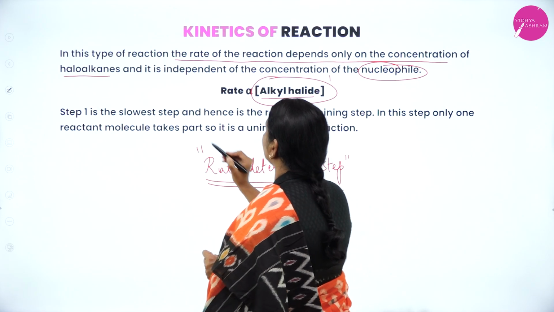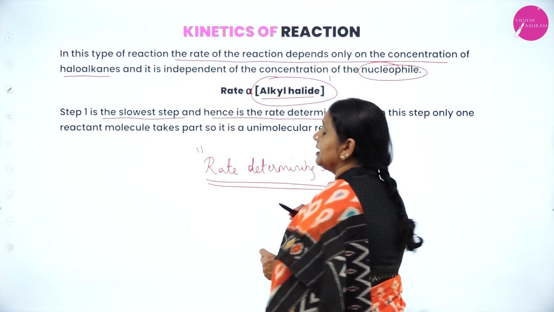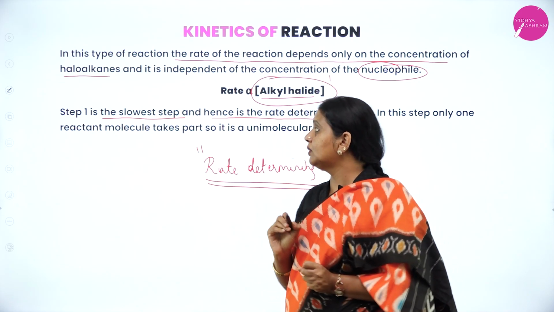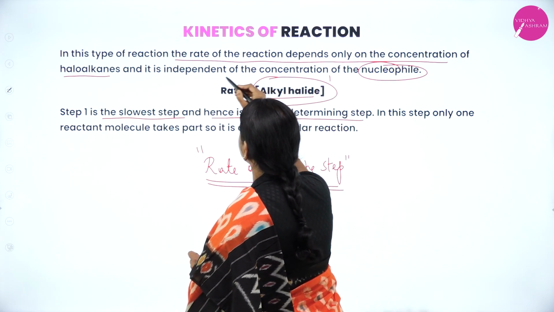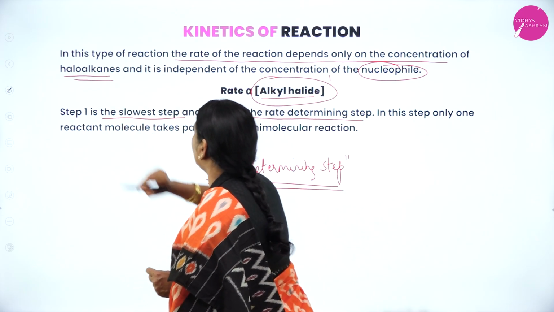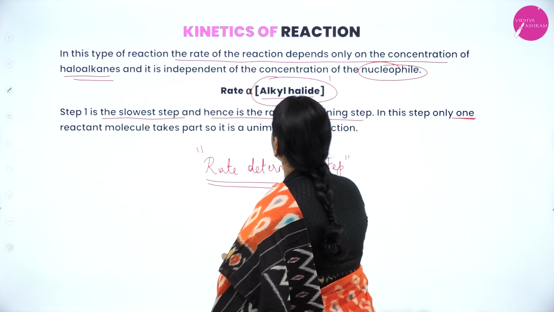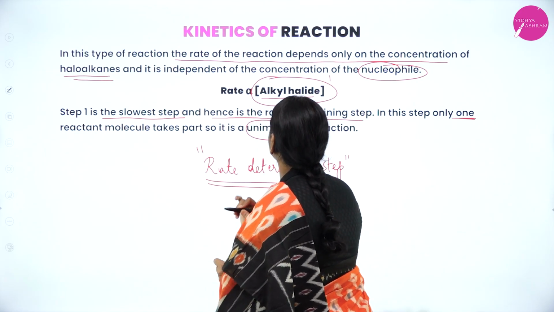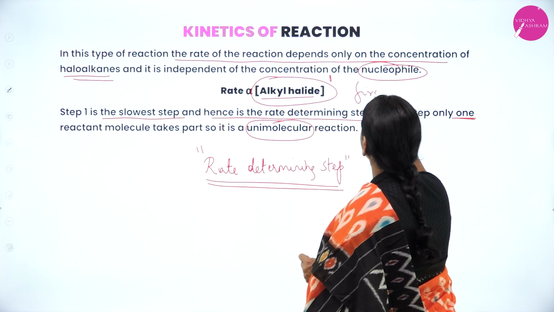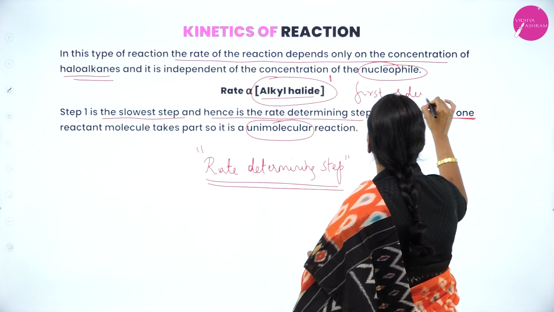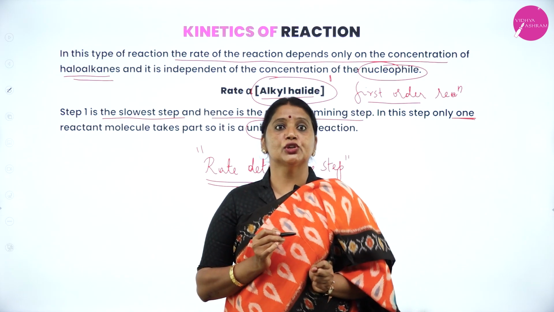Step 1 is the slowest step, hence it is called the rate determining step. In this step, only 1 molecule of haloalkane is involved. Therefore, it is unimolecular. And in the power, it is 1. It is a first order reaction. Therefore, SN1 mechanism is first order and unimolecular.